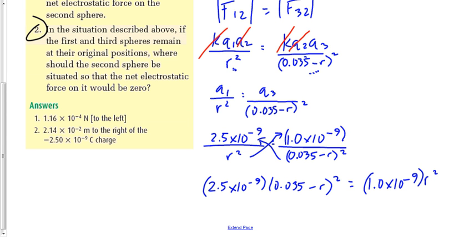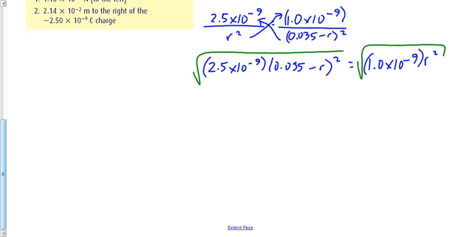Yeah, now let's square root the whole thing. I can do that, right? I can do whatever I want as long as I do it to every term. Now, this is going to really simplify things big time, although the math's still a little bit tricky here. We're going to say the square root of 2.5 times 10 to the minus 9 is 5 times 10 to the minus 5 times 0.035 minus R. Where did that square go? Well, that's gone because I square rooted it.